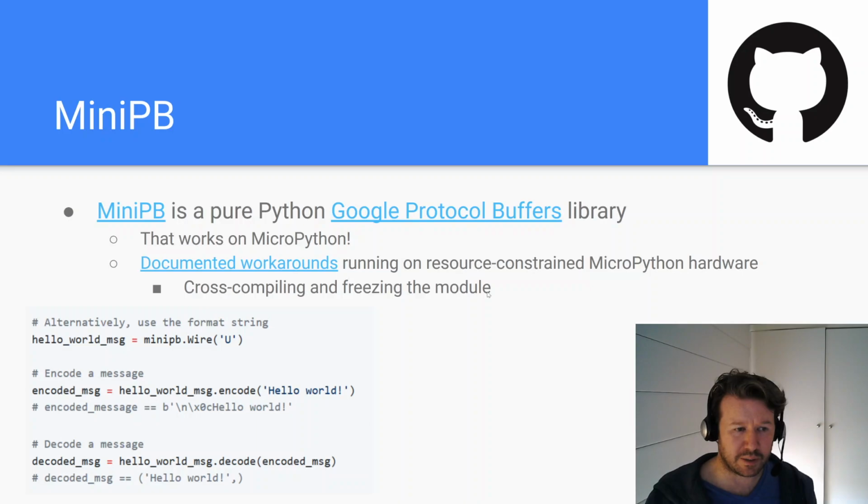MiniPB, so this is a pure Python Google Protocol Buffers library, so if you've used Google Protocol Buffers before, you'll probably be interested in this. They also advertise that it's supported on MicroPython, including documenting workarounds to suggest keeping your memory use low, which also included cross-compiling and freezing the module. It looks like a really neat way to do proto buffers. So, for those that don't know, proto buffers is a way of serializing data on the wire. So you define your protocol in an IDL, and then you can send packets of that protocol on the wire, and encode and decode it on either end.